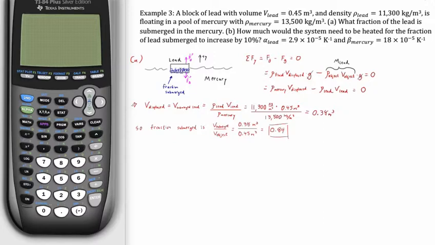To specifically show the value of the fraction of the lead submerged, we can calculate it as the volume submerged over the volume of the object, which is the volume of the lead, and we find that 0.84 of the lead is actually submerged.